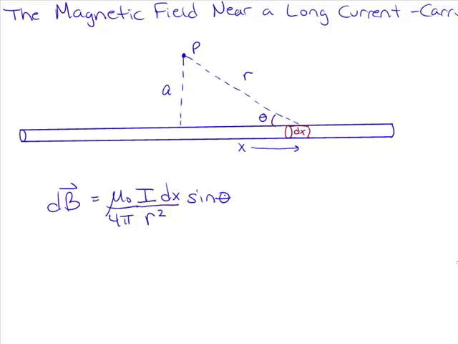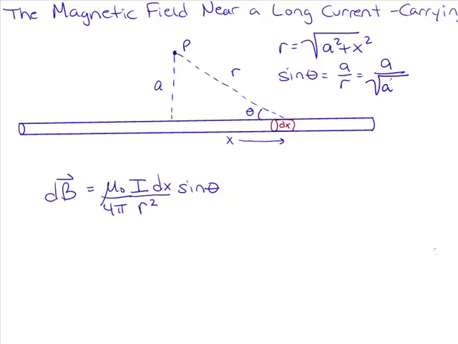So our first step here in using Biot-Savart is to get all of our terms in A and X. So we look at the triangle in the diagram, and we see that R is the hypotenuse of that triangle. So R is equal to the square root of A squared plus X squared, and the sine of theta is equal to A over R, so that's equal to A over the square root of A squared plus X squared.